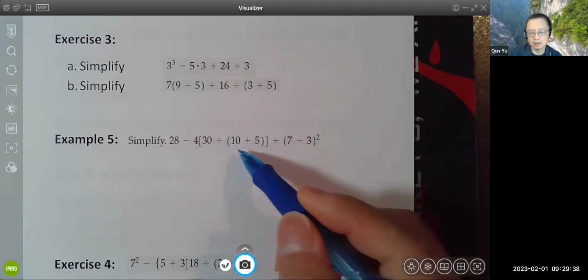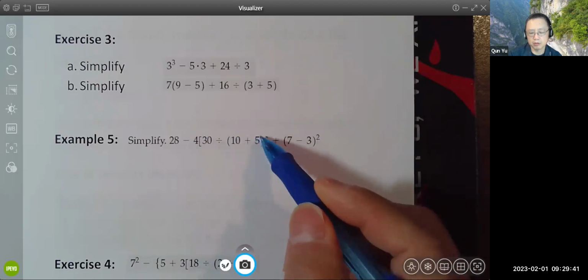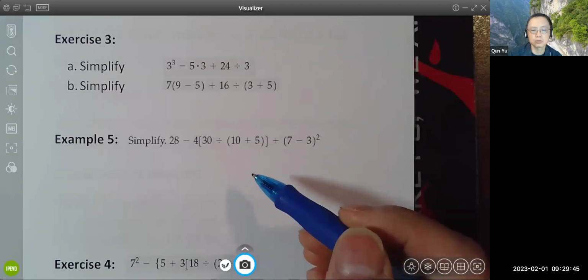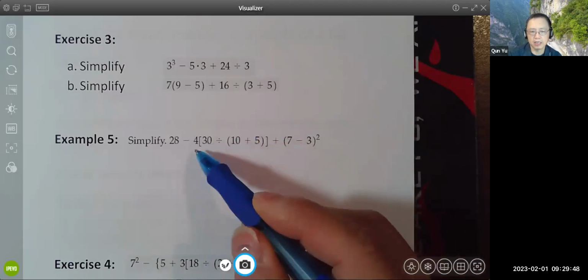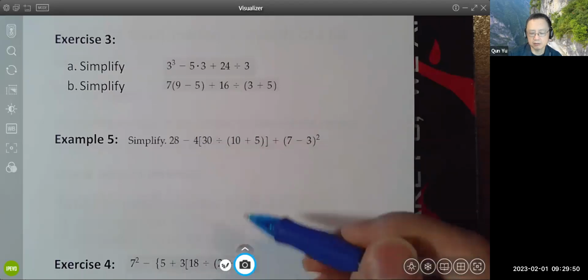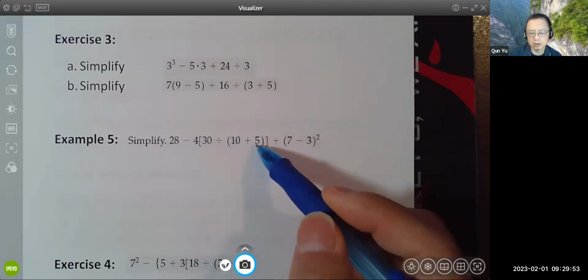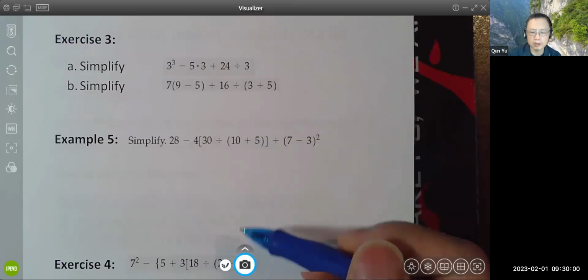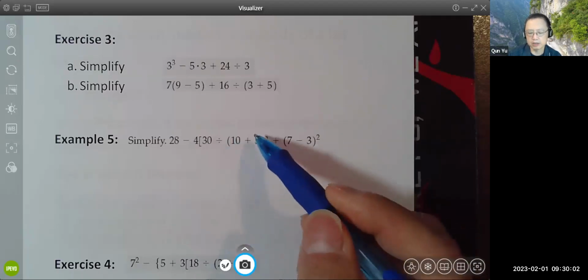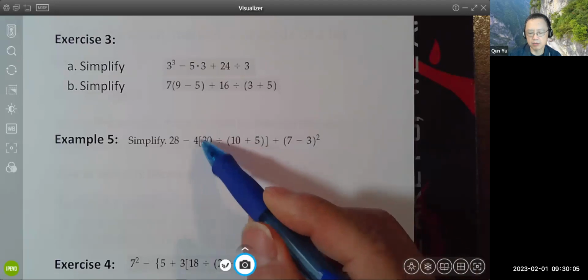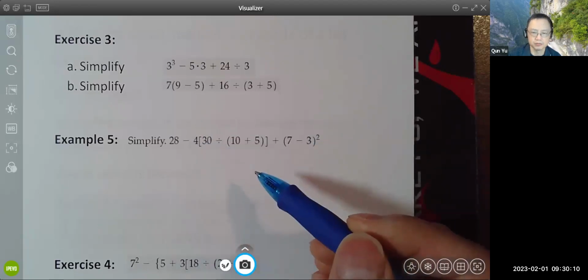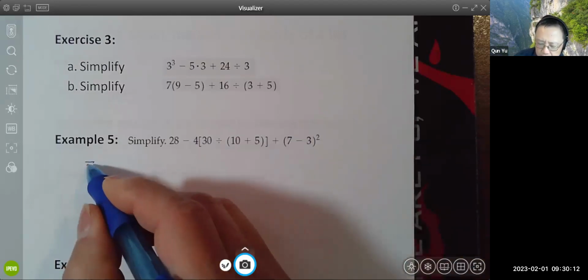Whenever you have layers, where one pair of grouping symbols is embedded in another pair, you want to do these operations from inside to the outside. In other words, we want to do the operations inside parentheses first, and then we do the operations inside the brackets. Or I can say, try to get rid of parentheses first, and then get rid of brackets, because they are in layers. Okay, let's do this step by step.